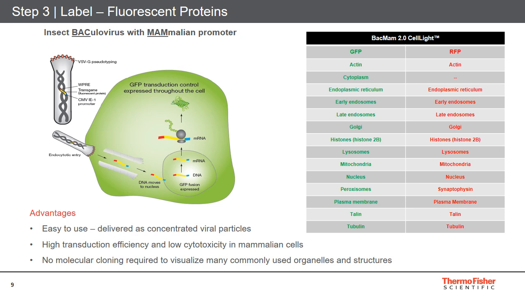On the right is a table that highlights some of the commonly available BACMAM reagents that are ready to be used. This is one of the key advantages to this approach: because this is a prepackaged virus, it is not only easy to use, but it is ready to be expressed in cells without any molecular cloning needed by the end user. As you can see on the table, there's a pretty broad selection of both GFP and RFP fused targeting domains that enable you to visualize different organelles and compartments within a cell, as well as different cytoskeletal structures.